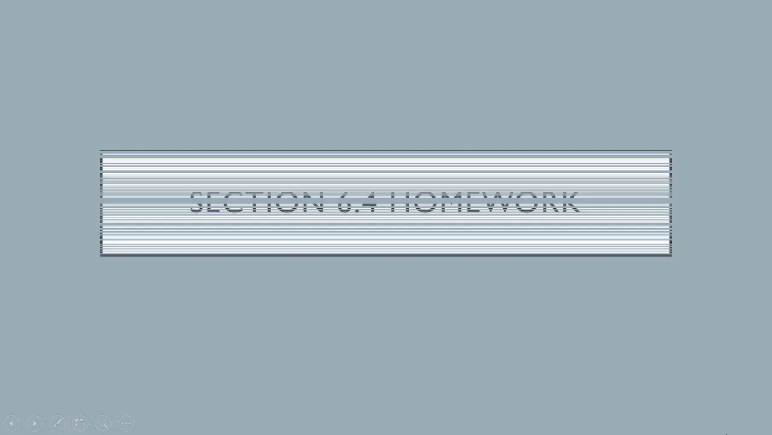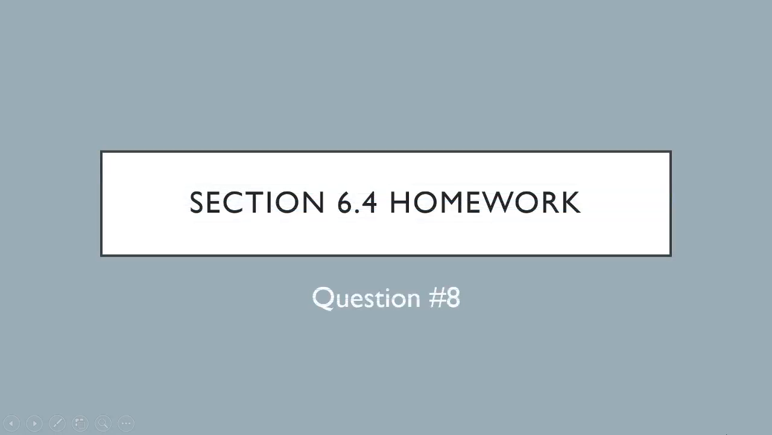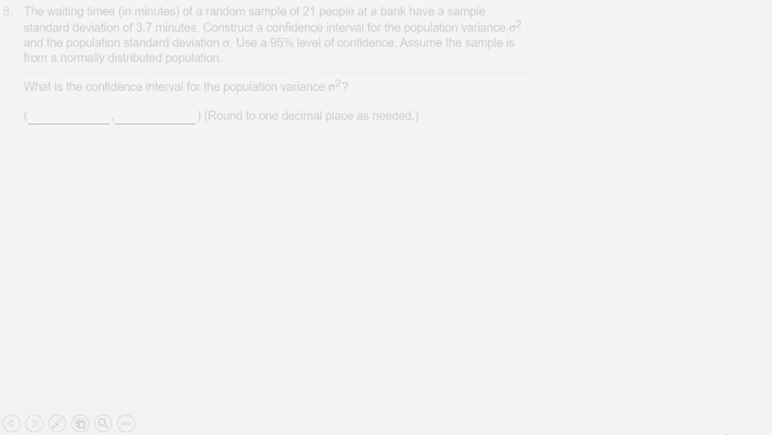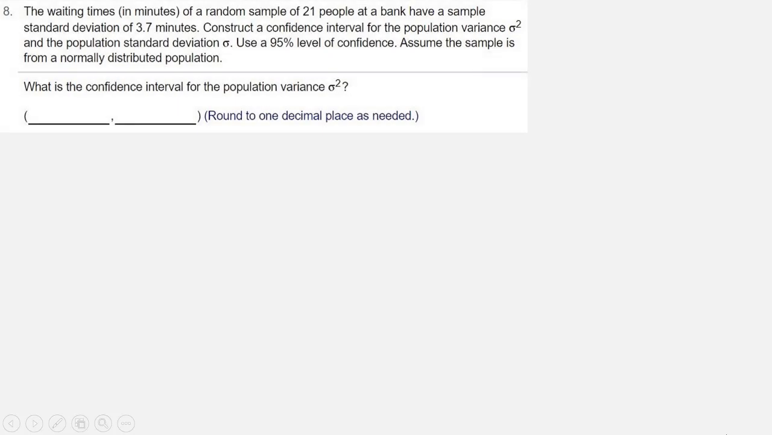We're looking at homework from section 6.4. This is question number 8. The waiting time in minutes of a random sample of 21 people at a bank have a sample standard deviation of 3.7 minutes. Construct a confidence interval for the population variance sigma squared and the population standard deviation sigma. Use 95% level of confidence. Assume the sample is from a normally distributed population.